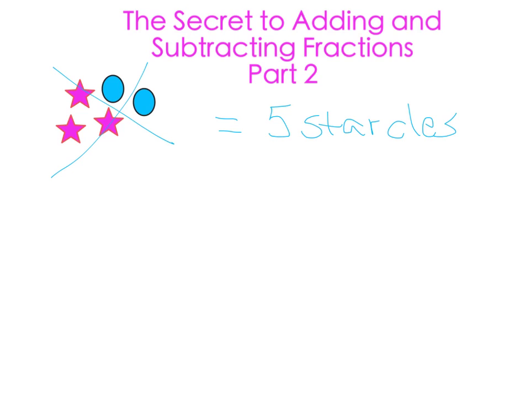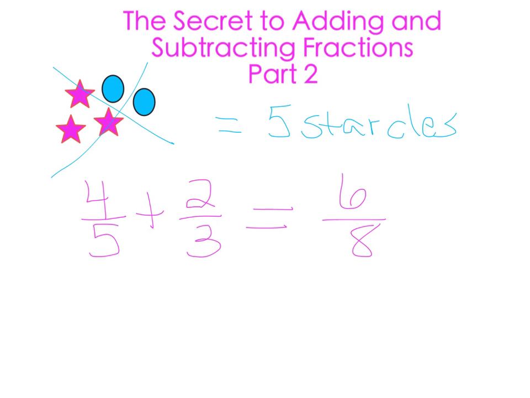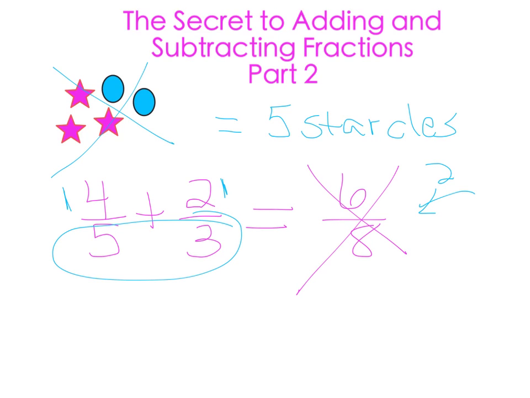So for example, if I had 4/5 plus 2/3, I cannot just add these together and say, oh, I have 6/8. No, these are not the same labels. I had 4/5 and 2/3. And if you also think about it, 4/5 is really close to 1. 2/3 is really close to 1. So should my answer be pretty close to 2? So we have to look at those labels.